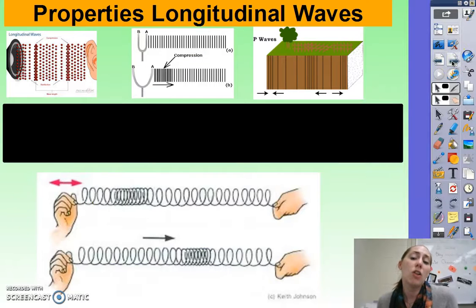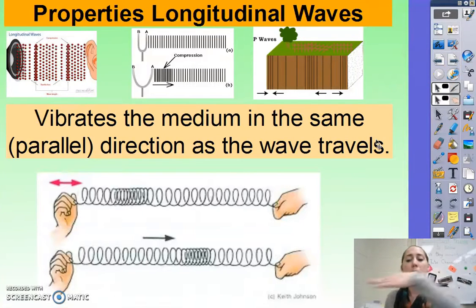Let's talk about longitudinal waves now. Remember, transverse waves went up and down; longitudinal waves move parallel to the direction of travel. Sound is a longitudinal wave. In earthquakes, you get the first wave, those primary P waves, and those are longitudinal waves. So the energy is moving back and forth this way, and the wave is traveling in a parallel direction.